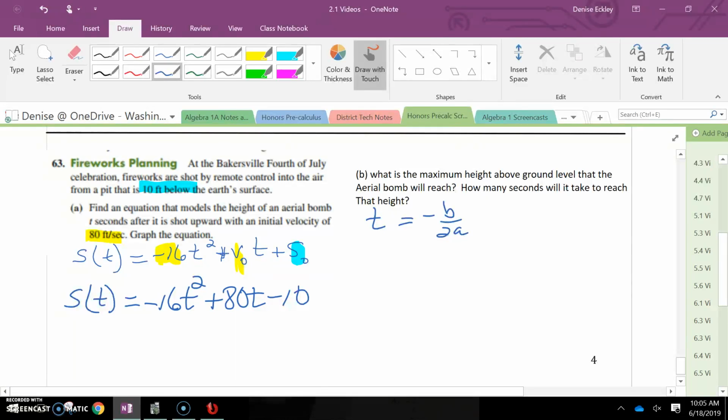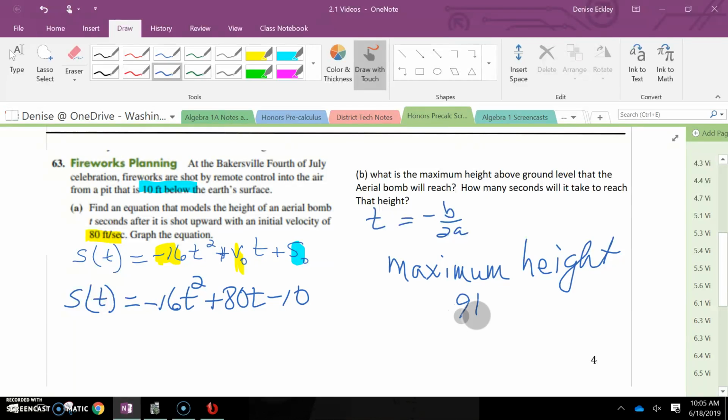So what is the maximum height? Okay, so the maximum height is 90 feet at 2.5 seconds.